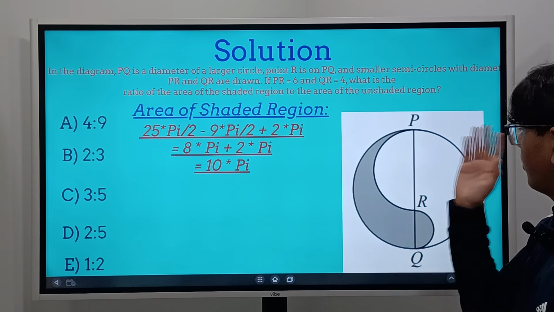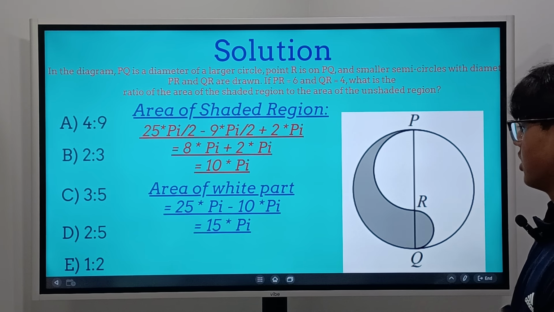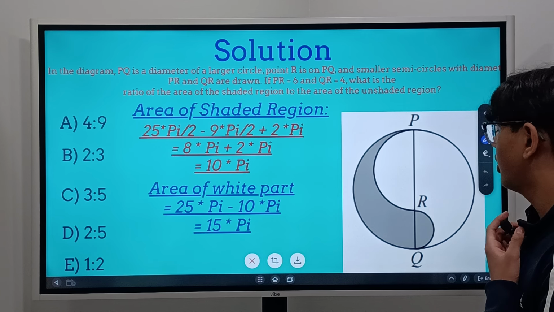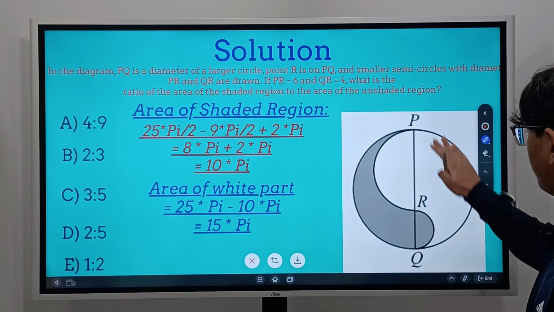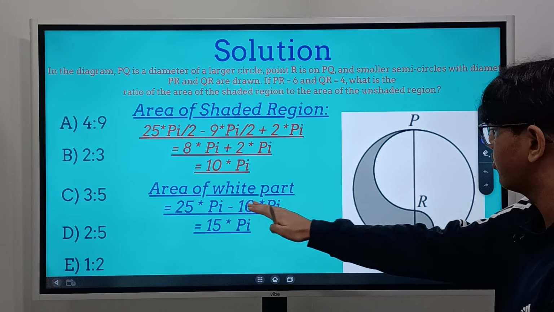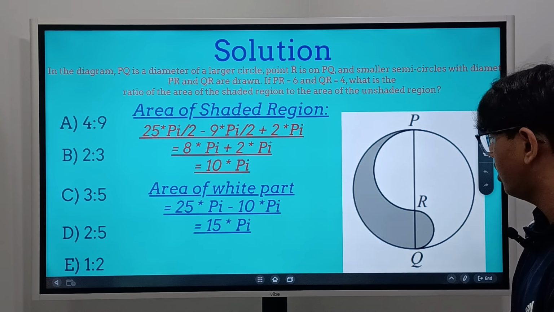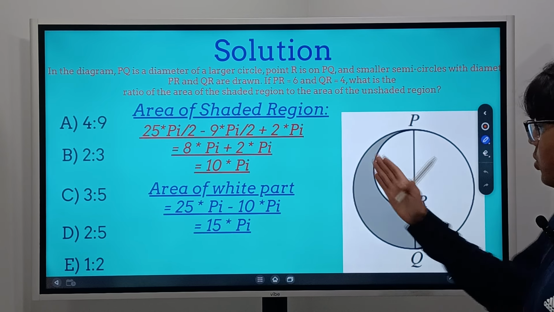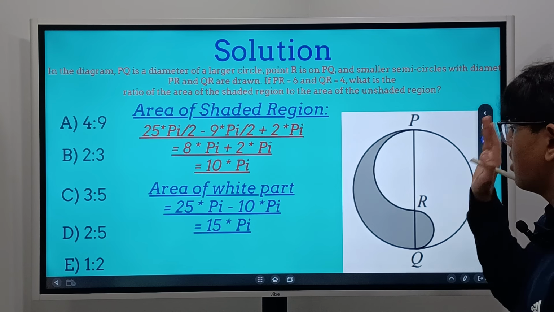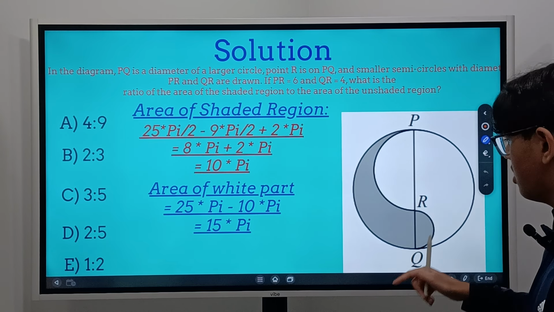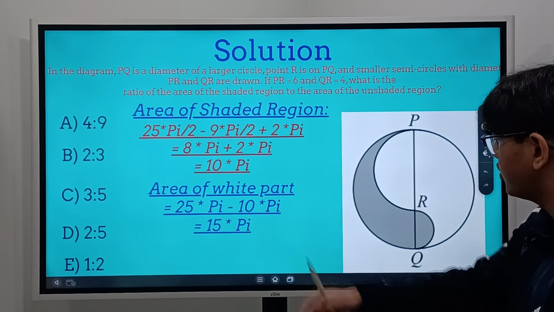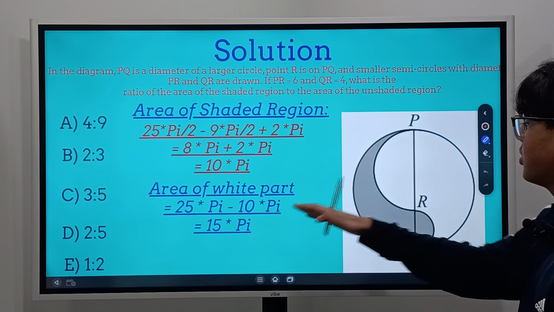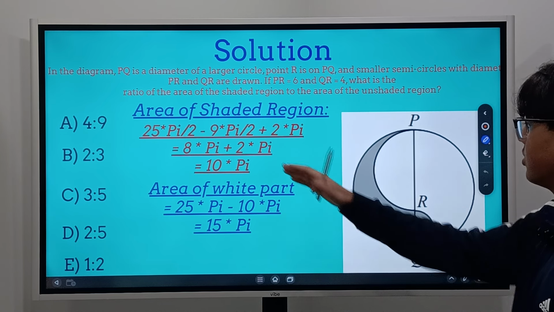Now let's look at the area of the unshaded region, or the white part. Since we already know that the whole area of this big circle is equal to 25 pi, and the shaded part is equal to 10 pi, all we do is 25 pi, which is the whole thing, minus 10 pi, which is the shaded region. Once you subtract that, we get 15 pi as our answer. So the white part, or the unshaded, is equal to 15 pi, and the area of the shaded is equal to 10 pi.